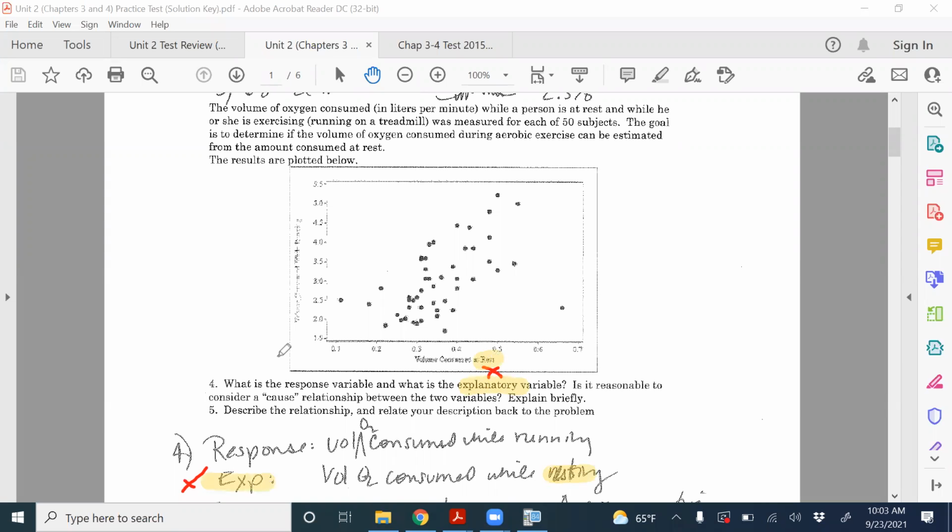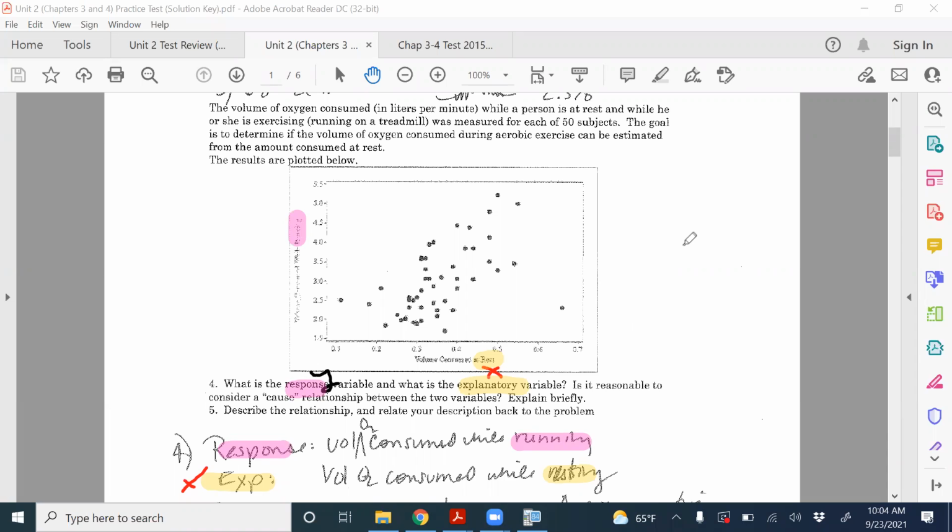Yeah, there we go. And then for response, that's Y. We'll use a different highlighter. So that's while running. Really hard to read, but that's running. There we go. So in this case, what we're comparing is the volume of oxygen you consume while resting. Can that explain the volume of oxygen you consume while running? So that's what's happening there.